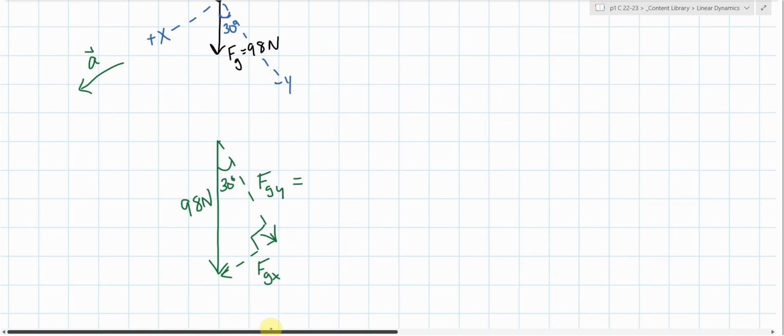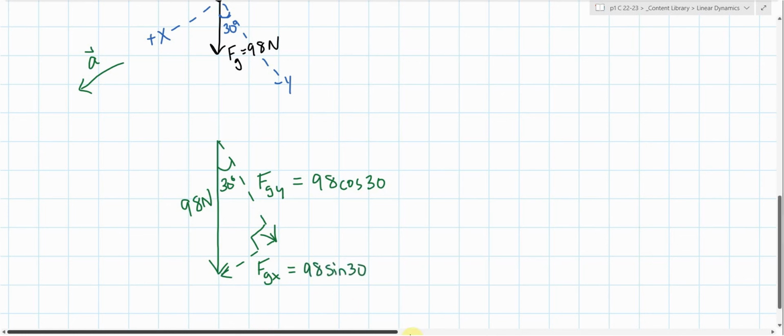So the y component, it's actually adjacent to the 30 degrees. So it's going to be 98 cosine 30. Okay. And the x component is across the triangle from the 30 degrees. So that's going to be 98 sine 30.